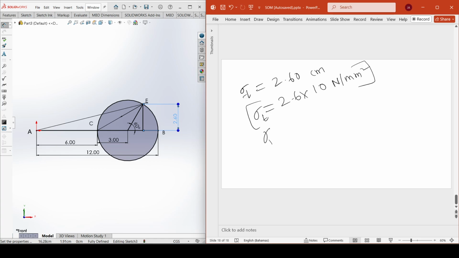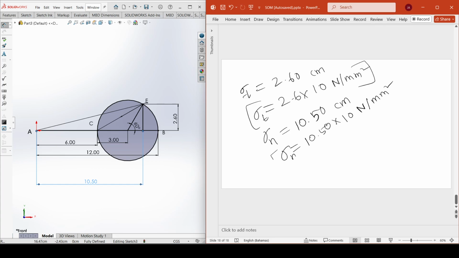And what is the value of sigma n, or the normal stress? This is to be measured from this point to this point. Let me mark it from this point to this point. Okay, so this is 10.50. So this is your measurement for the normal stress, 10.50 centimeter. So we are not required to find the stress value in centimeter. This is just for the graphical representation. You will need to multiply 10.50 into 10 in order to get the result in 10 Newton per millimeter square. So this is your value for the normal stress.